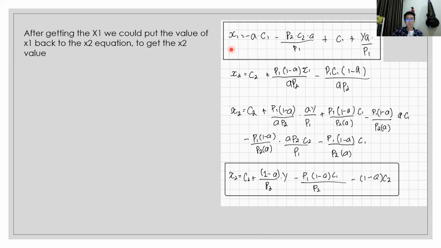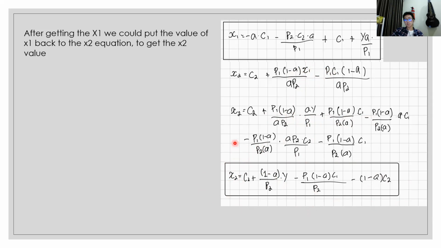I'm going to put x1 minus blah blah blah into the x2 right here. We're going to get this equation. It's a bit long to explain one by one, but later we will get x2 equals this value right here. This is the demand function for x2.